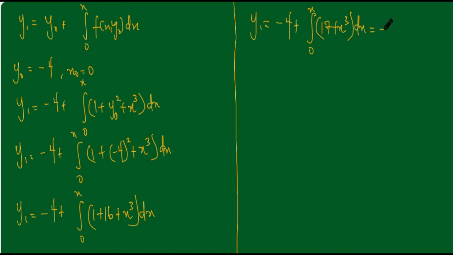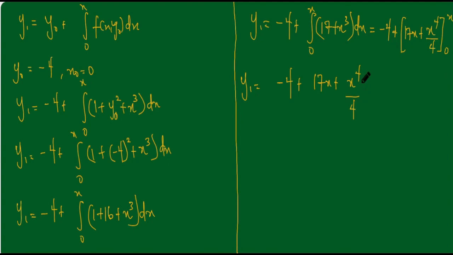And we have the answer as minus 4 plus 17x plus x raised to power 4 divided by 4 between 0 and x. So our y1 now becomes minus 4 plus 17x plus x raised to power 4 divided by 4. So that's our first iteration.